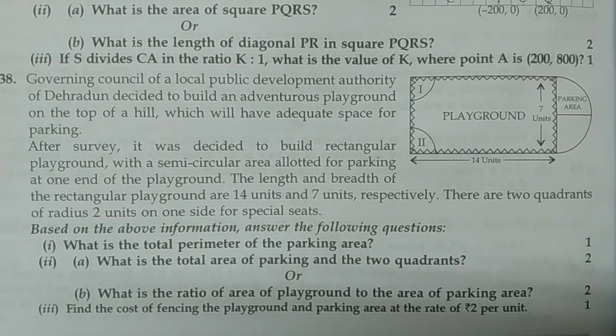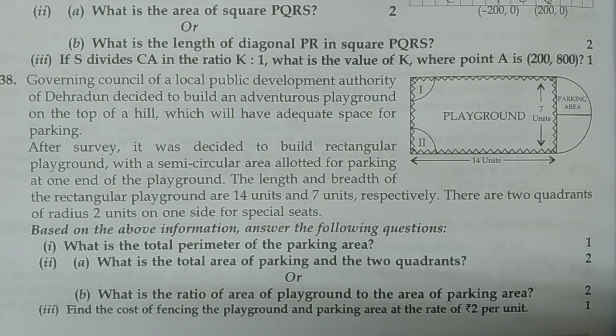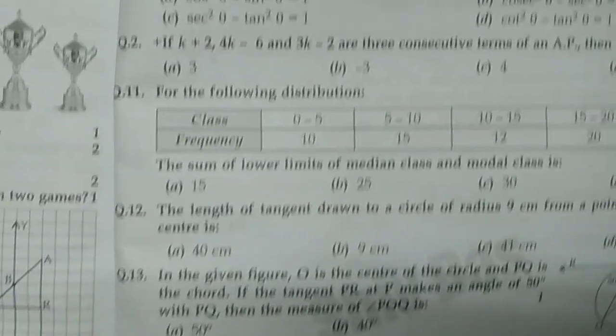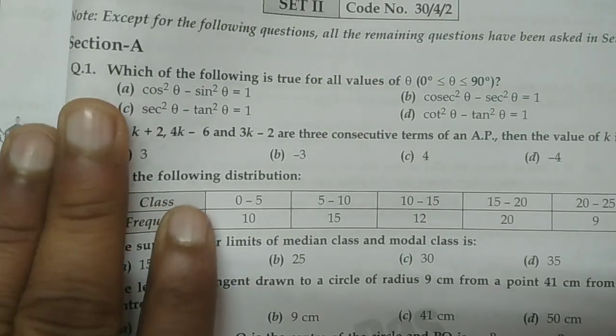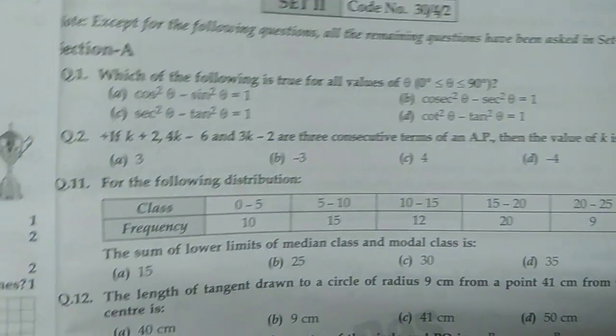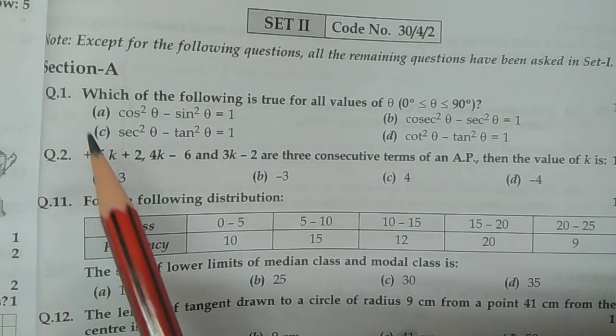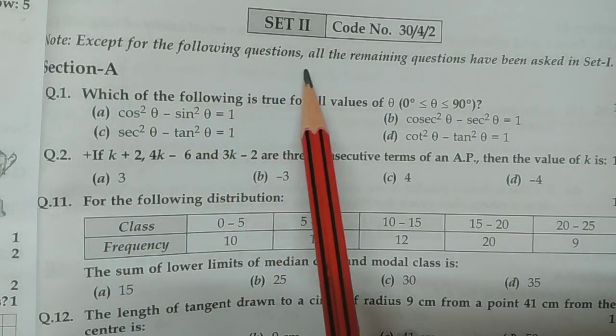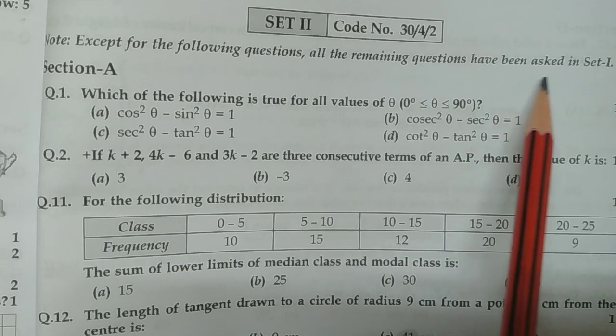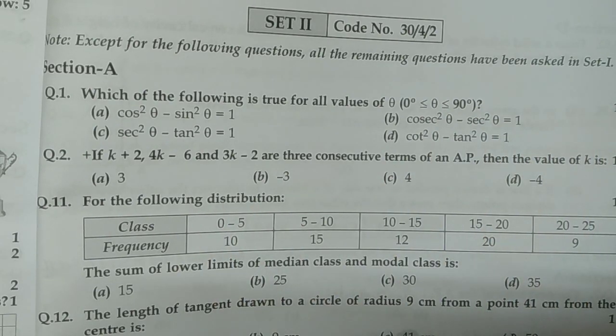So now I'm coming to set 2. We have completed set 1, and now we are coming to set 2. In set 2 you can see that a note is given, saying that except for the following questions, all the remaining questions have been asked in set 1. So these are the only questions which were asked in set 2. Otherwise all the questions are the same as those asked in set 1.